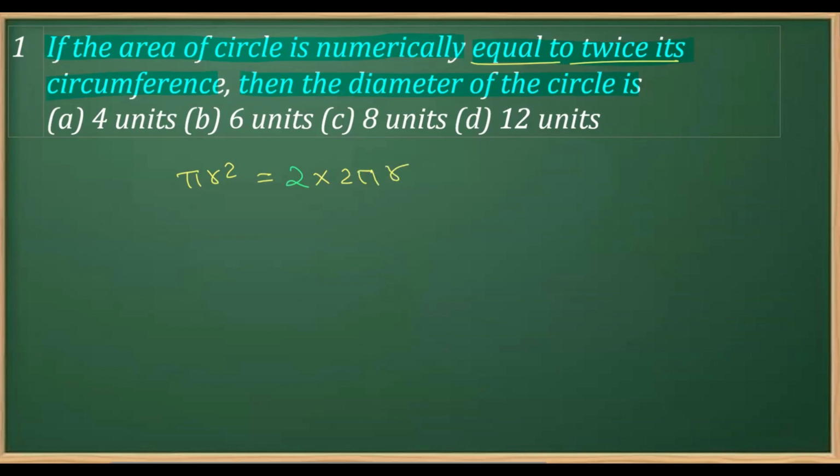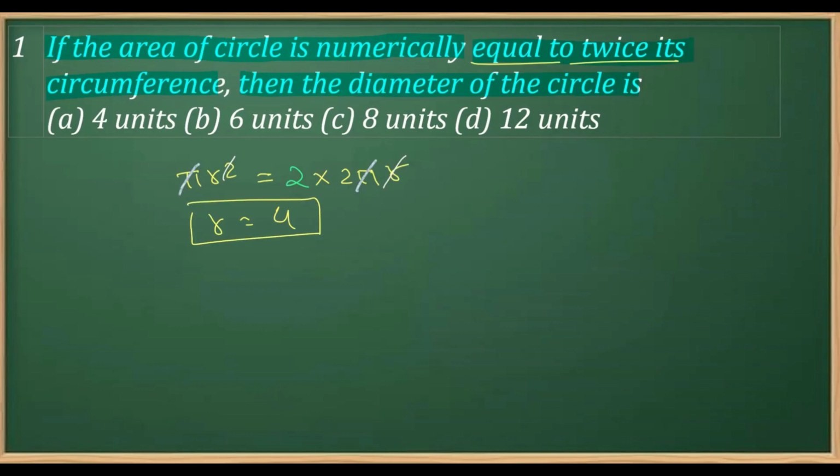Now check, if I cancel the pi and pi over here, this is r square, so 1 r gets cancelled. So we find the radius here. On the left hand side we have r, on the right hand side it is 4. So 4 units is the radius.